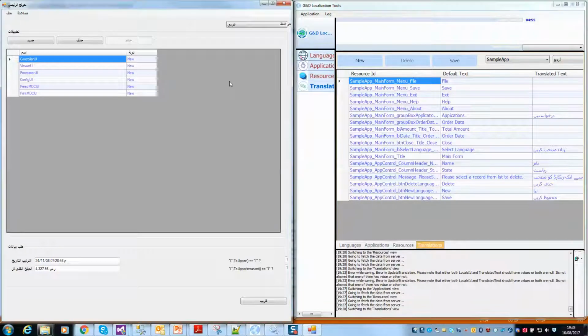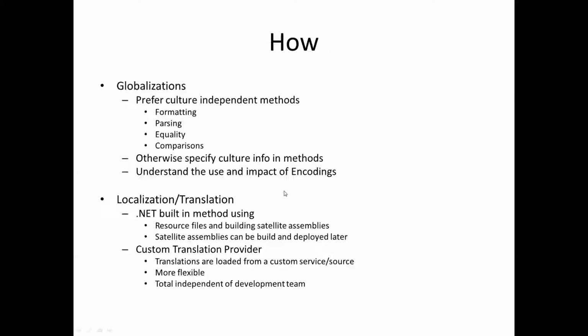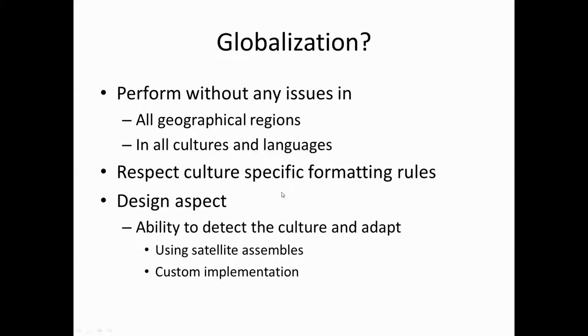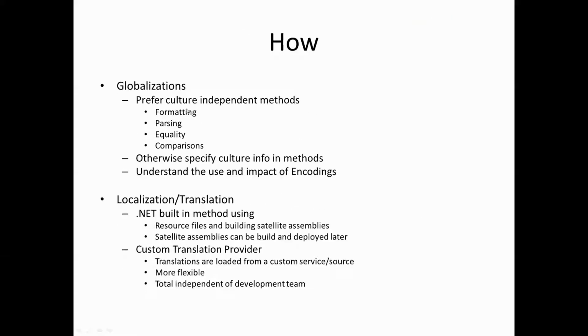Now, the last thing that I wanted to show you is regarding globalization. I mentioned in the beginning that when we talk about globalization, the way to implement it is that we prefer to use culture independent methods. If we don't, then we have issues, because in different cultures and different locales, the formatting, the equality, and the comparisons are dealt with differently. As long as we are not experts, we prefer to go the invariant way, the culture independent methods. And if we are experts, we know how this culture works and how these methods work, then we can go and use that.